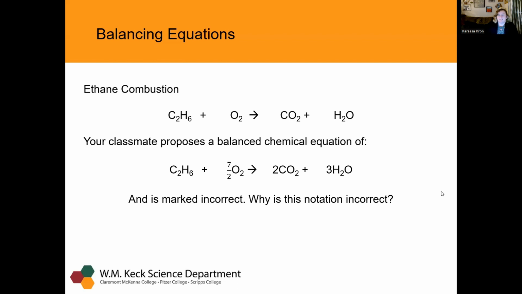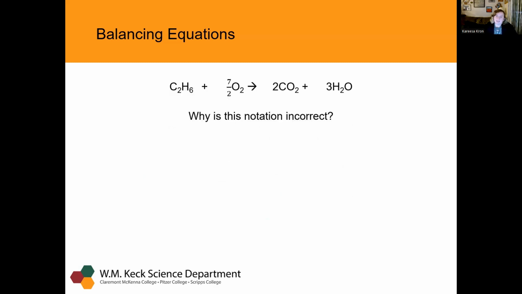So I'd like you to consider that if a professor on a test asked you, what is ethane combustion going to be in terms of a balanced reaction? And so ethane combustion is ethane plus oxygen gas produces carbon dioxide and water. Your classmate proposed this expression on the test and it is marked incorrect. I want to give you a minute to think about why this notation is incorrect, and then we'll work through it as a problem. So take a second and think, why is this notation incorrect? You can pause the video and try to work it out if you'd like.